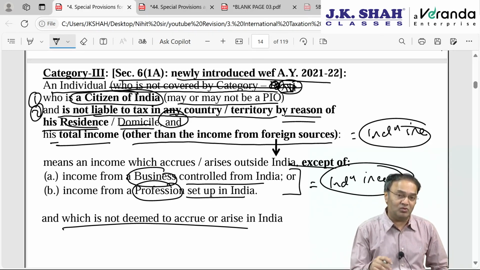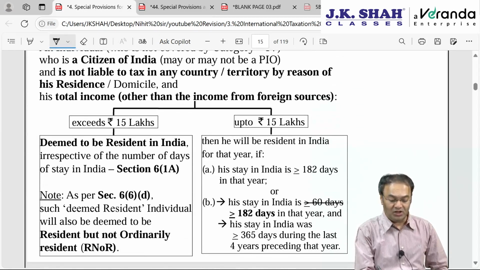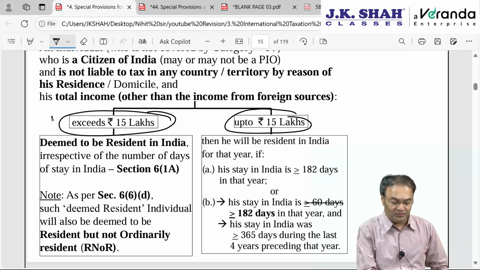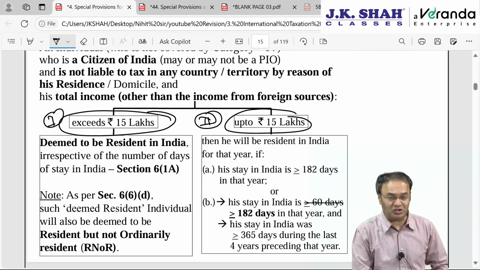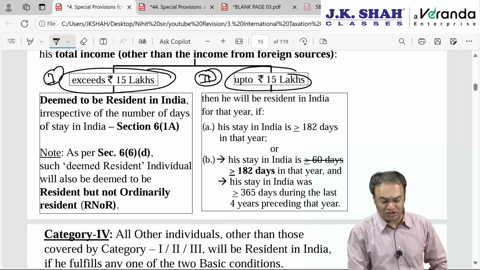Now step number 2: check his total income excluding foreign income, that is Indian income. Does Indian income exceed 15 lakh or not? If it exceeds 15 lakh, or does not exceed 15 lakh, what to do? The answer: if it does not exceed 15 lakh, then whatever basic conditions we originally discussed apply, subject to the condition that 60 days should be replaced by 182 days.